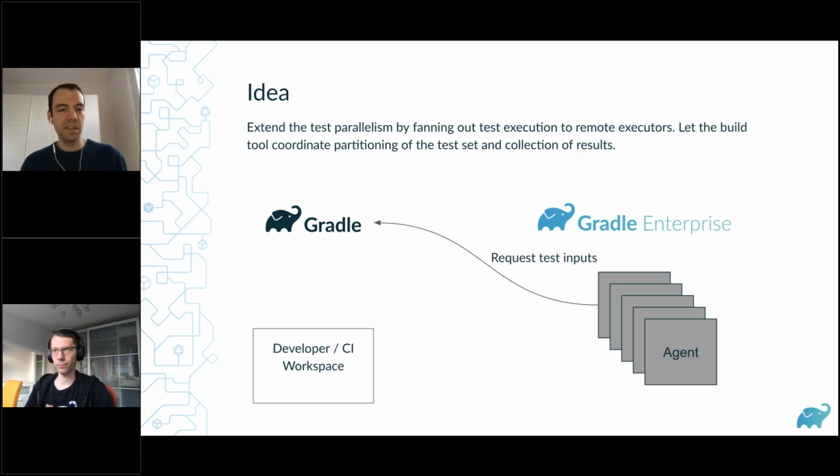These agents then get assigned to the build by Gradle Enterprise and request test inputs from the build. So here we have the inputs again that have come up before. The inputs are, for example, test classes, the jar files on the test class path, or any additional inputs that the tests read. They have to be transferred to the agents to replicate the workspace that the build runs in to a certain extent, to the extent that the tests need.